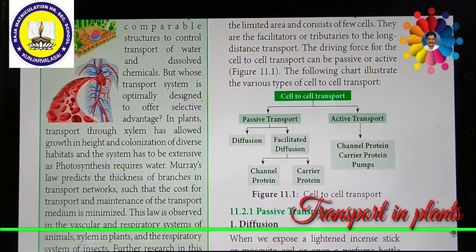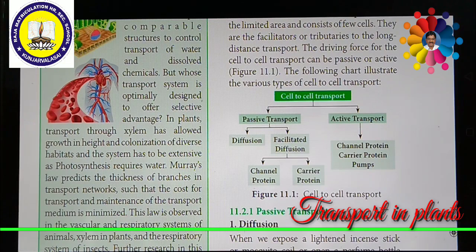What is diffusion? This is one physical phenomenon, that is movement of molecules from higher concentration to lower concentration without utilizing any energy. For example, if you light an agarbatti at a place, within a fraction of a second we can smell it all over the room. Similarly, if you open a perfume bottle at the corner of your room, within a few seconds you can smell it all over the room. So this movement of the smell from one part to the other part is called diffusion. That means the movement of molecules from higher concentration to lower concentration without any energy is called diffusion.